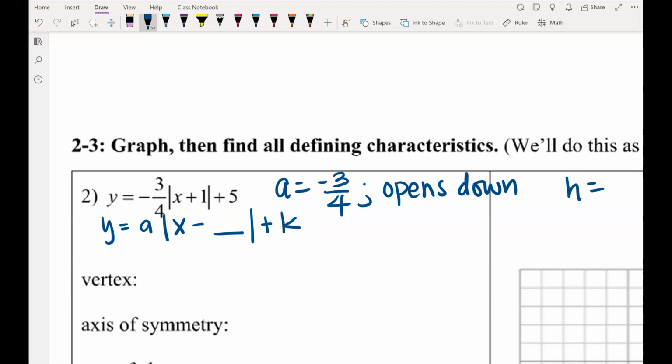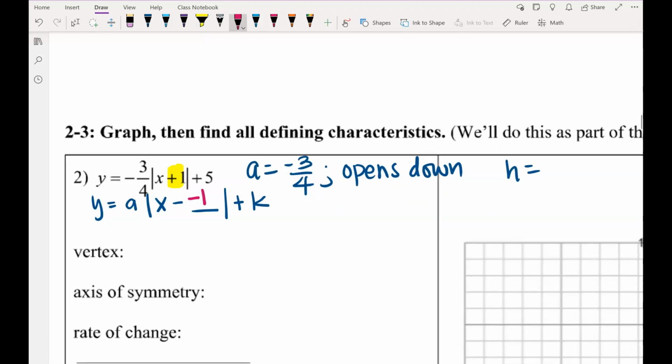What is the something that goes in there so we can have a positive 1? I just gave you the answer. Negative 1. Does that make sense so far? So that means our h value is what? Negative 1. Can you see that whatever this sign is, the h is always the opposite sign? Does it make sense why the h has to be an opposite sign? So this one, h is going to be negative 1.